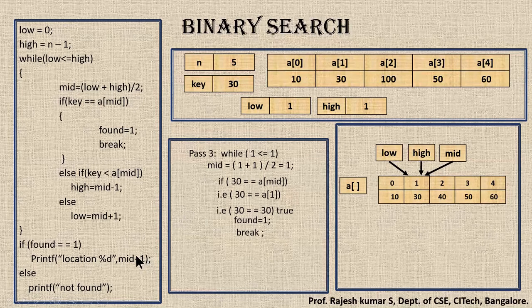Why am I printing the location mid plus 1? Because after the third pass, the mid value is 1. Array starts with the index 0. When I write 1 plus 1, it will print 2 on the monitor screen. Means where is 30 present? 30 is present in the location 2.